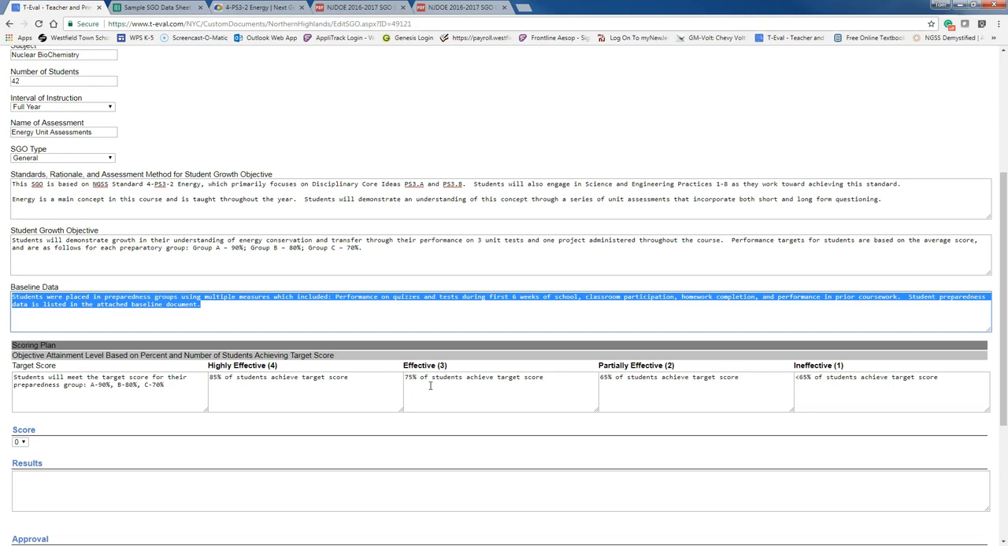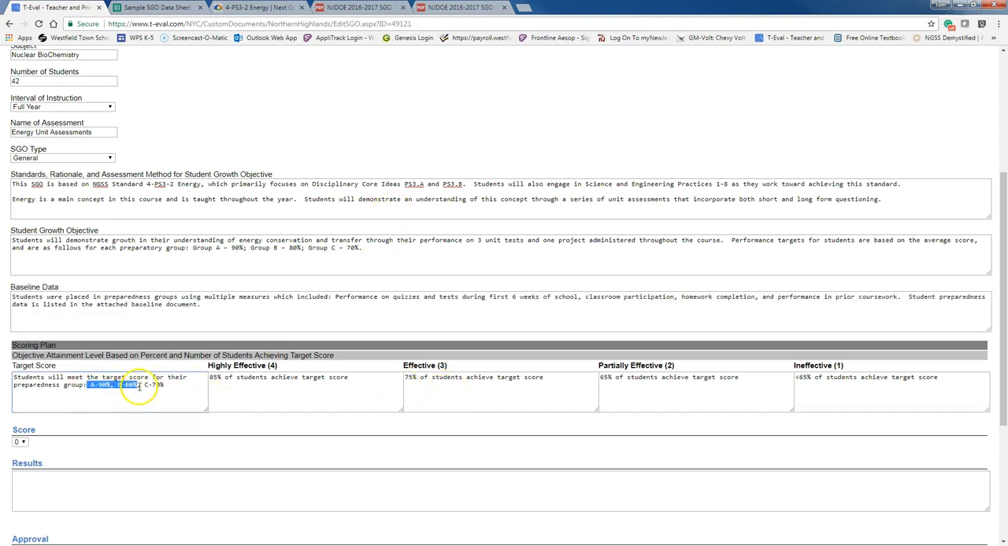So in this case, you're basically getting the benefit of doing this long tiered SGO in the fact that you're able to differentiate your students and realize that you have different groups of students who should have different targets for success, but you have this more simple form of determining what the final SGO score is.